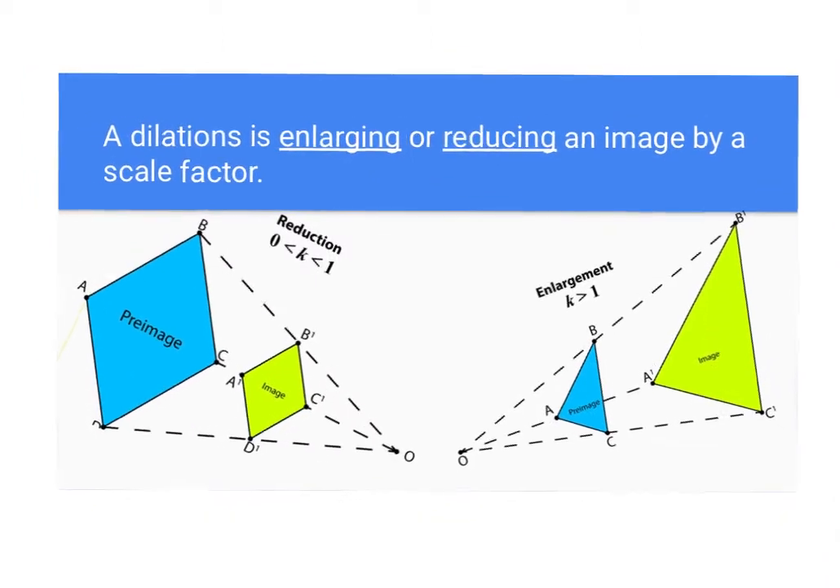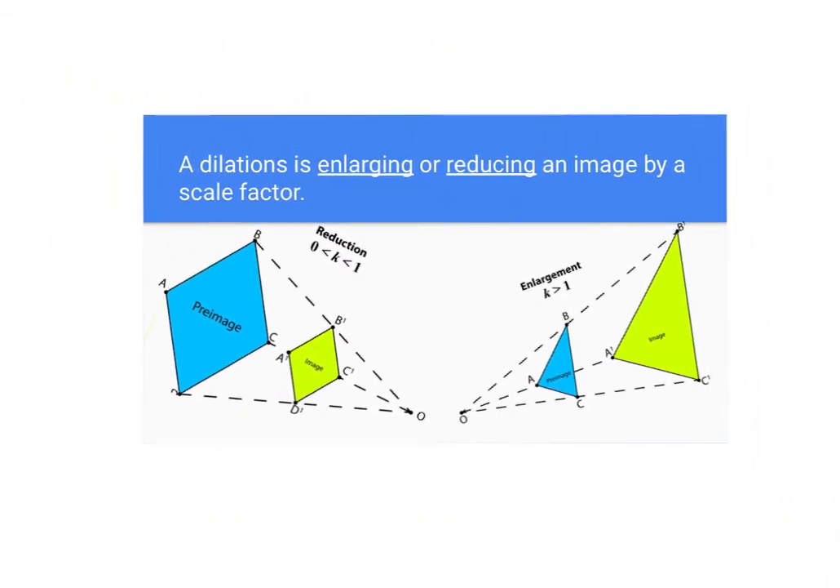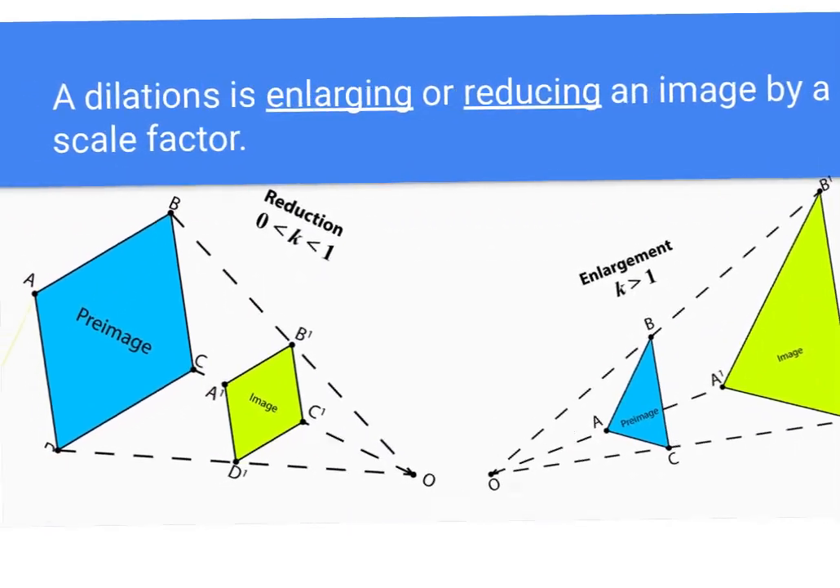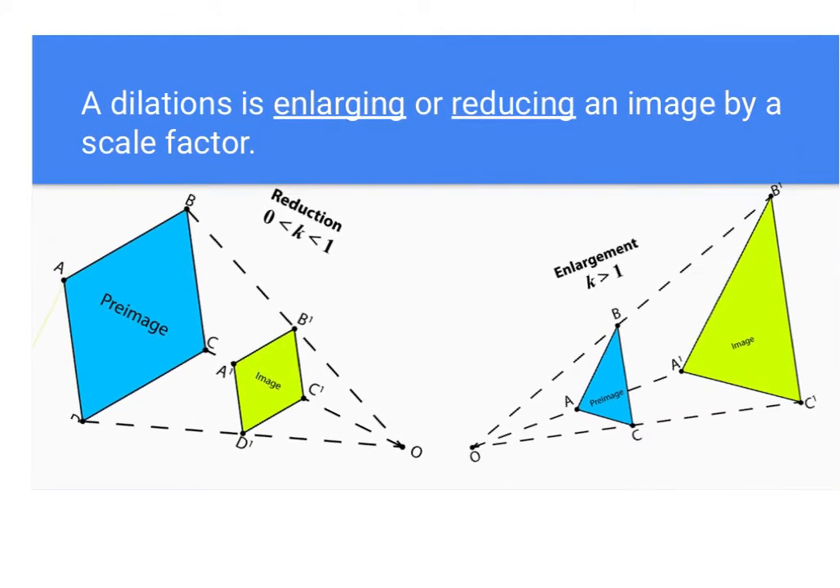When you're zooming out, you're making it smaller, reducing. When you're zooming in, you are enlarging. Scale factor is basically the number that you are enlarging by or reducing by. Notice that a reduction is any number between 0 and 1, but it's not equal to 1. And an enlargement is any number bigger than 1.